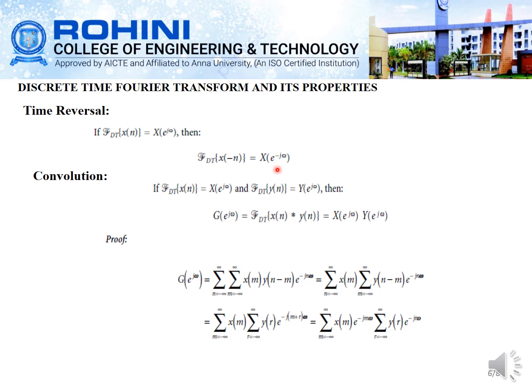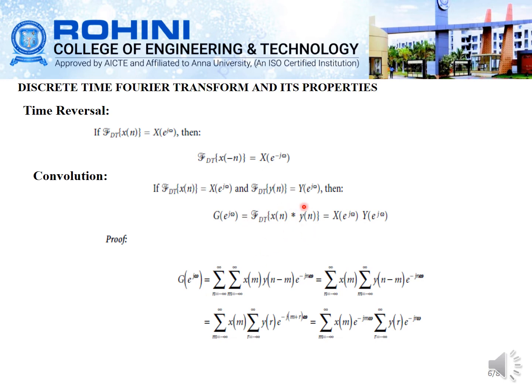Next one is convolution. If the discrete time Fourier transform of x of n equal to X of e power j omega and y of n equal to Y of e power j omega, then G of e power j omega equal to X of e power j omega into Y of e power j omega. Here, if we are proving this equation, we are applying the convolution formula.